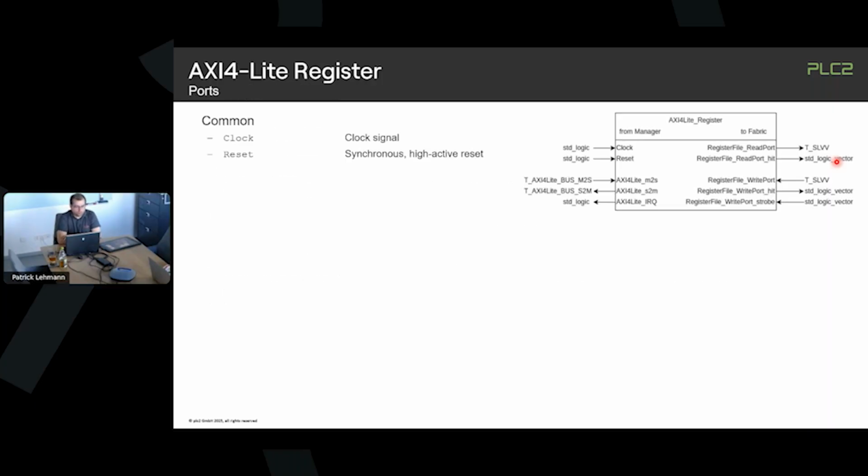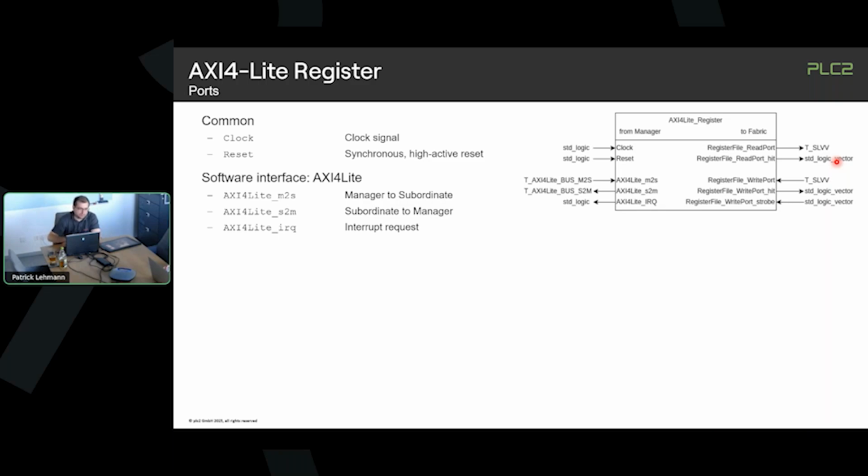So for our ports, what do we have? It's quite simple. We have clock and reset, the obvious signals you always need. We have 3 ports for our AXI connection for the AXI Lite protocol. We have manager to subordinate, that's one record for all forward signals. Then we have subordinate to manager, S2M, as a port for all the reverse signals. And then we have an IRQ signal for the interrupt request.